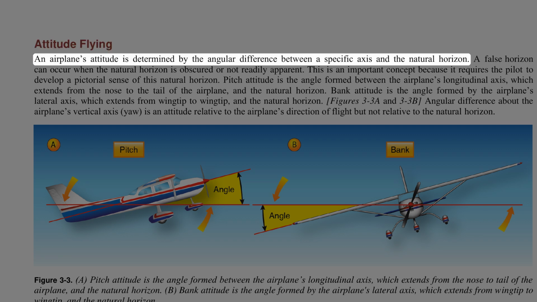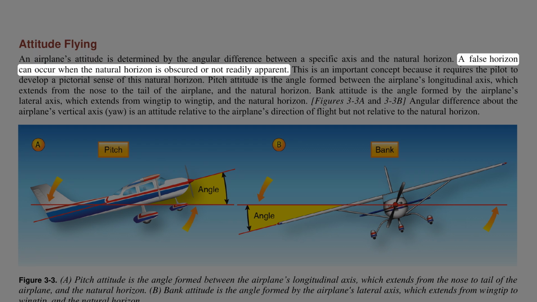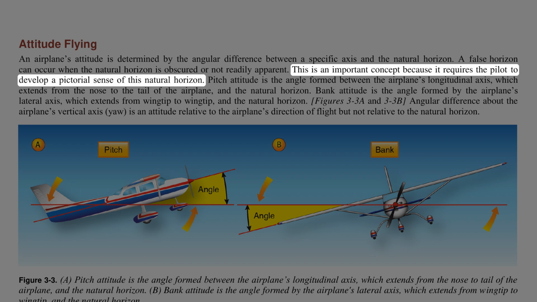An airplane's attitude is determined by the angular difference between a specific axis and the natural horizon. A false horizon can occur when the natural horizon is obscured or not readily apparent. This is an important concept because it requires the pilot to develop a pictorial sense of this natural horizon.